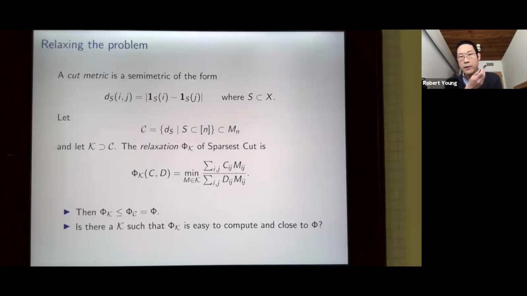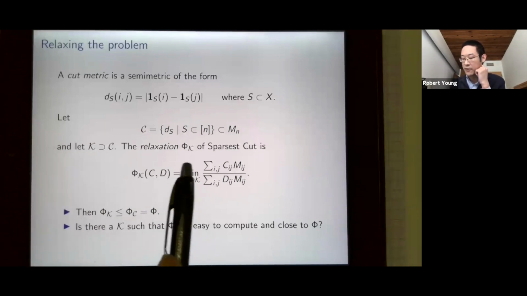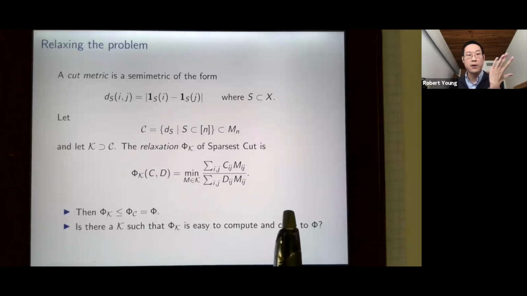There's a tension between those two goals. For this minimum to be close to the minimum over the cut metrics, we want this set of matrices to be close to the set of cut metrics. But on the other hand, the set of cut metrics is hard to minimize over. In order to make this minimum easy to compute, it helps to make this set as big as possible. For instance, if we were minimizing over all the matrices instead of just the cut matrices, this minimum would be trivial to compute, but it wouldn't have anything to do with the actual sparsest cut. Okay?